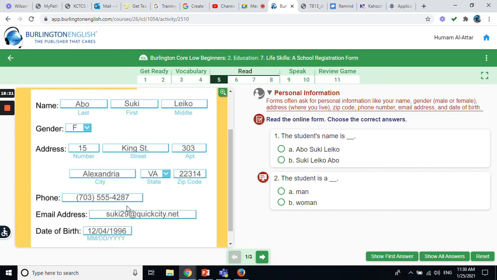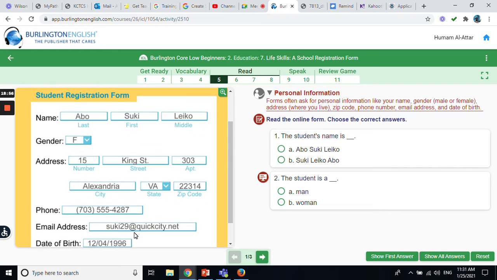Phone number, email address, and date of birth. And the date of birth part, here in the United States, we start with the month first, then the day. Usually, in your countries, in my country, we put the day first, then the month. But here in the United States, it is different. We start with the month, day, and year. Okay?